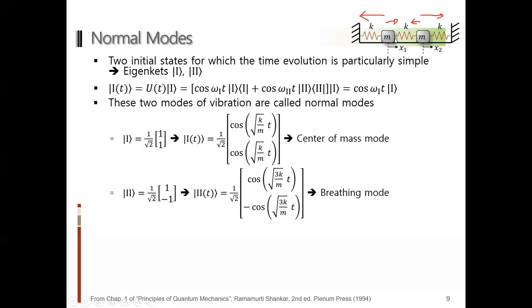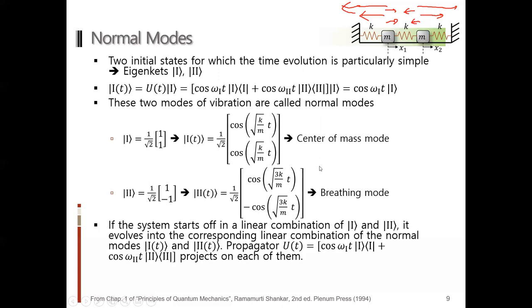So if you imagine how these two masses will behave, they will always move in opposite directions by the same amount. Whenever they are moving toward each other, and whenever they are going away, it looks like they are coming together and going away, and coming together and going away. So that somehow looks like breathing. In this case, we call such a mode a breathing mode. And you can also see that the center of mass mode and the breathing mode have different oscillating frequencies. In this case, this one is much faster. It is oscillating at a much higher frequency compared to this one.